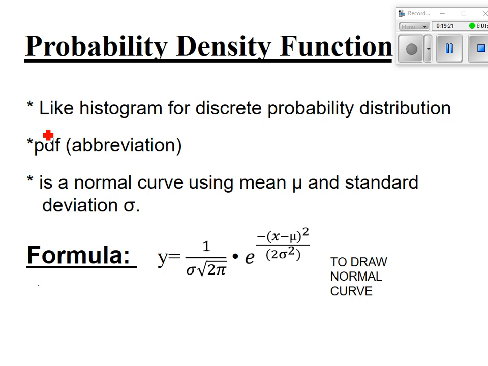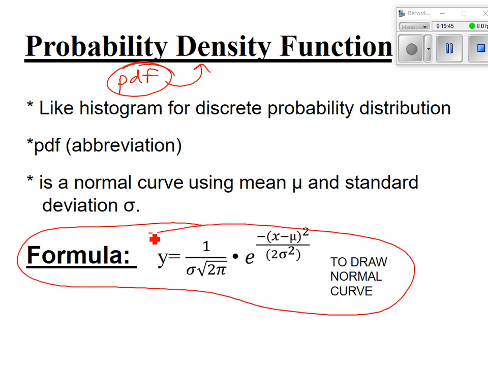Probability density function. We've been doing all this stuff on the calculator, and it said PDF and CDF. PDF stands for probability density function. That's all this is telling you. This is the formula to draw the normal curve, if we want to graph it out. So if Braden's bored and he wants to go home and graph all these normal curves on a piece of graph paper, he can use that formula.